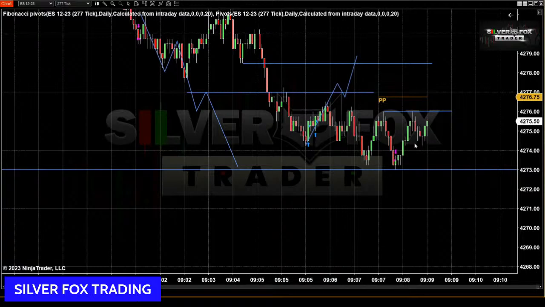Man, this is still a downtrend. The candles are saying it wants to push, it wants to go up. Pivot. Okay, so we're going to take a reversal.